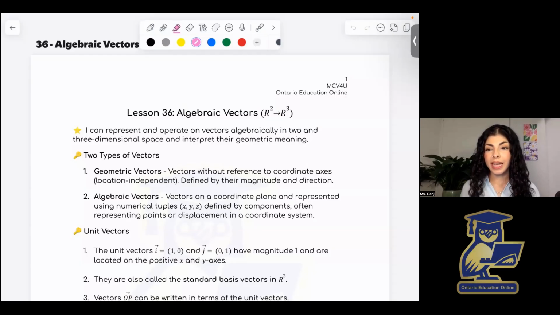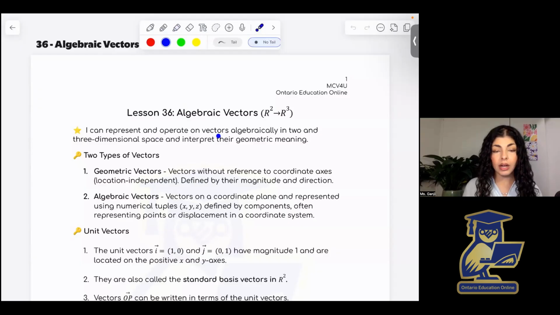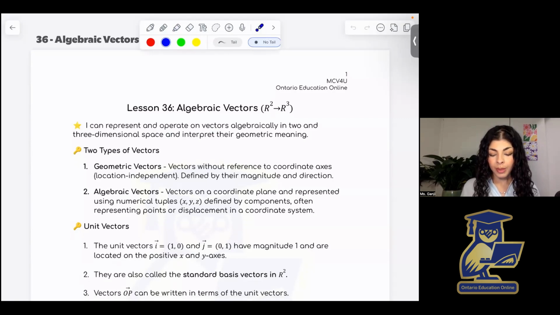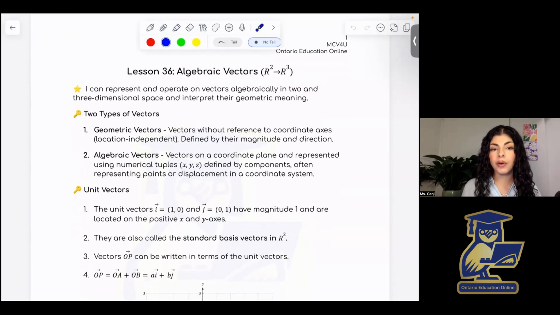Hello and welcome to our next lesson on vectors, where today we are looking at algebraic vectors. We're going to start with R squared and finish off with R cubed, but it is a very similar process for all the things that we're looking at. So our learning goal today is to represent and operate vectors algebraically in two and three-dimensional space and also interpret their geometric meaning.